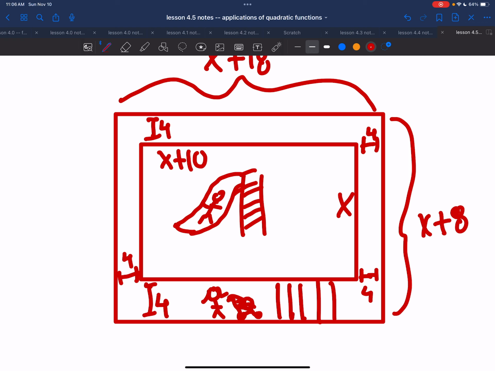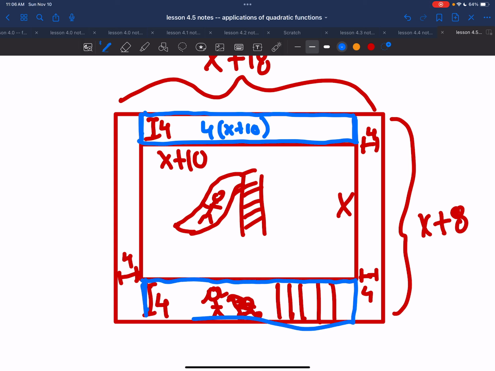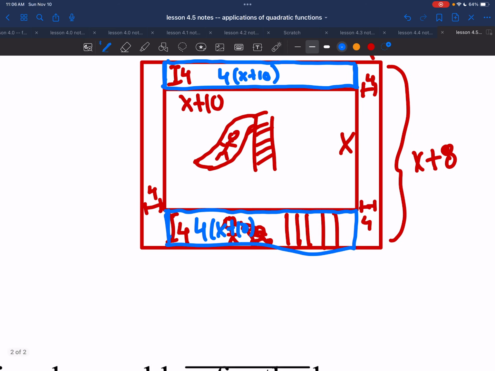However, here's another way to think about it. Well, let me do blue here, okay? This length is 4, this length is 4, and this width is x plus 10, right? So it's 4 times x plus 10 is its area. And similarly, this length is 4 times x plus 10, which if you distribute that, that's 4x plus 40, doubled is 8x plus 40, okay?